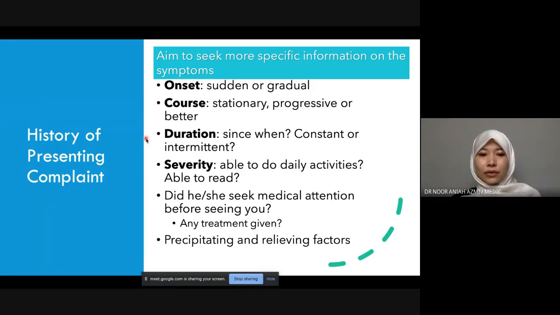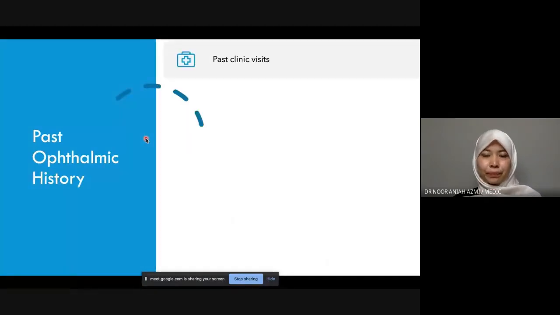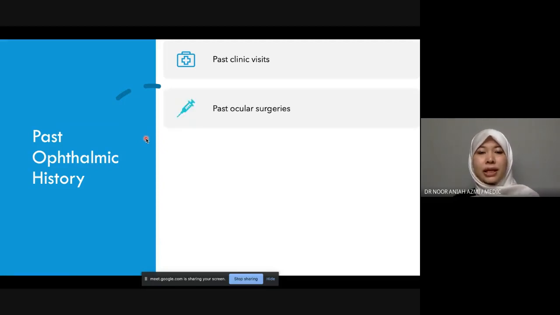Okay, and also if there is any pain, we also want to know what are the precipitating and also the relieving factors. All right. So for the past ophthalmic history, you will need to know about the past clinic visit. Okay, this will guide you on what condition they have. All right, is it something regular, usually something like glaucoma or diabetic retinopathy, or is it just a one-off visit, or is it a new patient? All right, and then the past ocular surgeries are very important. We want to know whether the patient has had any cataract surgery before. Any refractive surgery is something that you have to ask, because nowadays a lot of people have had cataract surgery and refractive surgery, so it is important to know that as well.